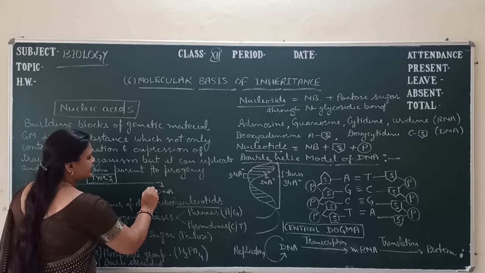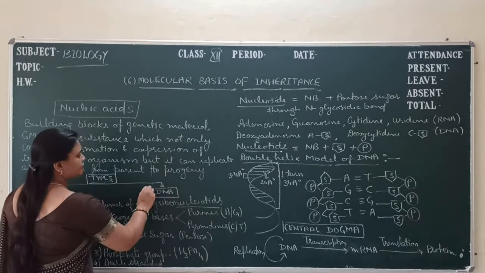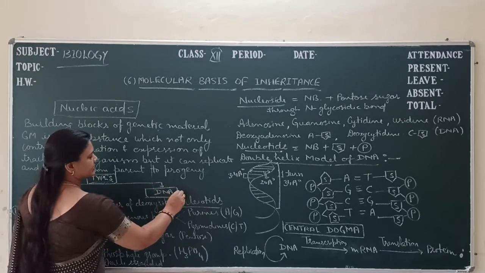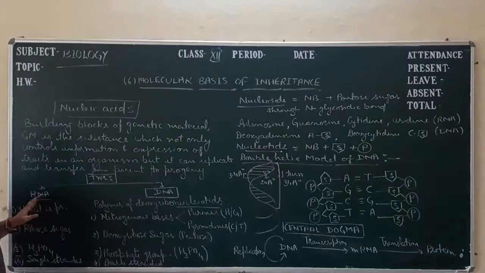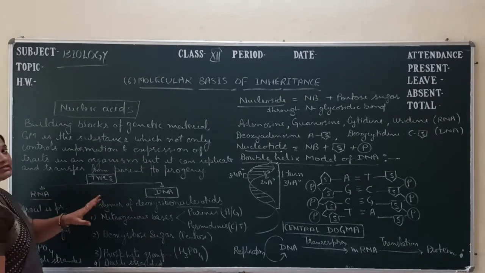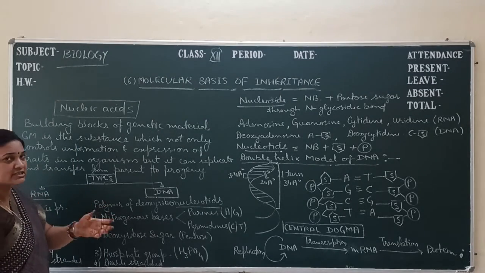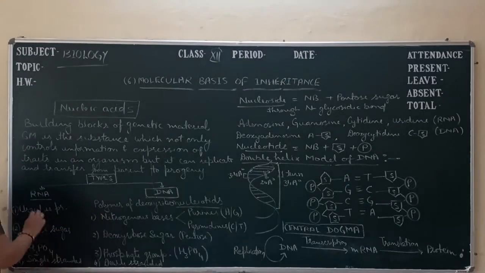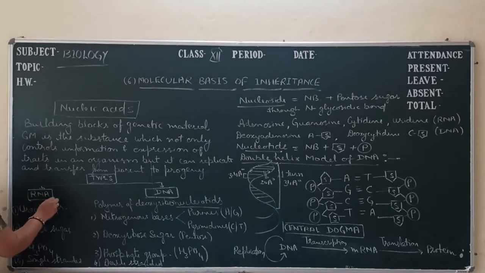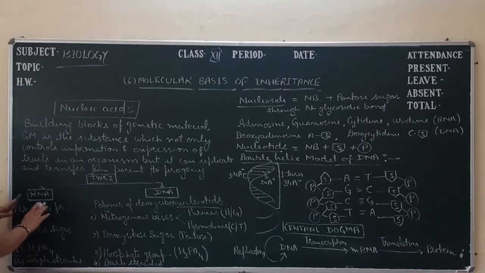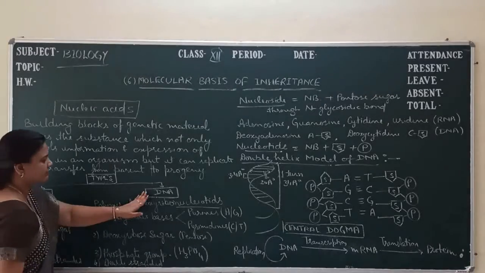DNA is present in the nucleus in the form of chromosomes, chromatin material, and RNA is present in the nucleolus. The nucleolus is a spherical solid structure which is present inside the nucleus. So RNA is helpful in protein synthesis and DNA is the genetic material in our body.